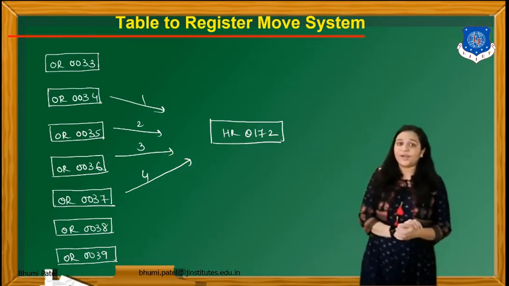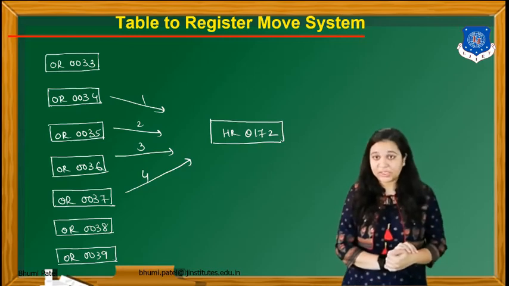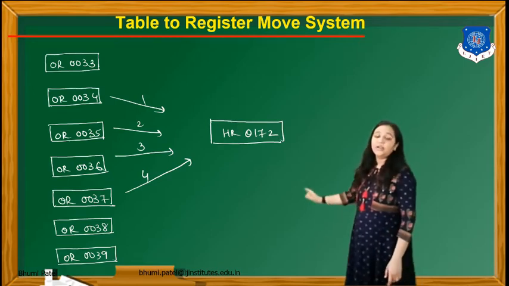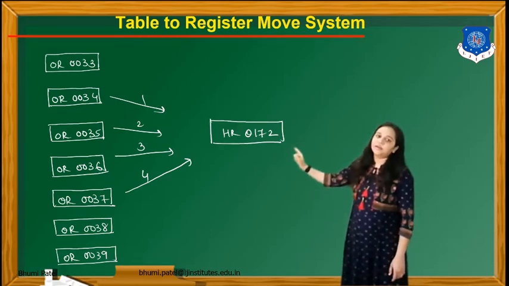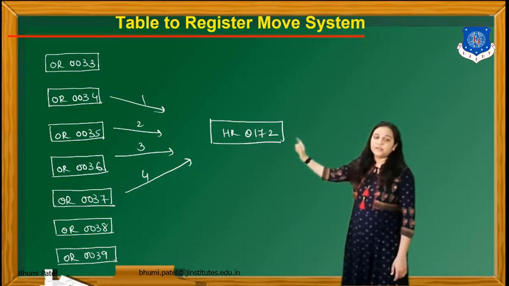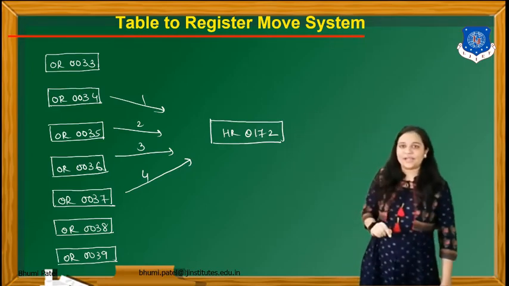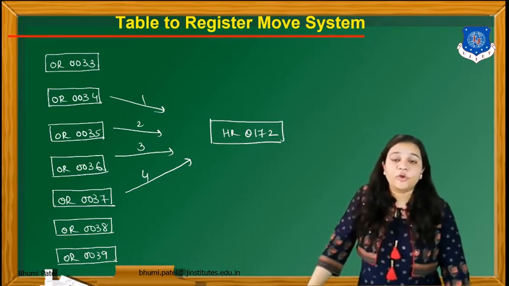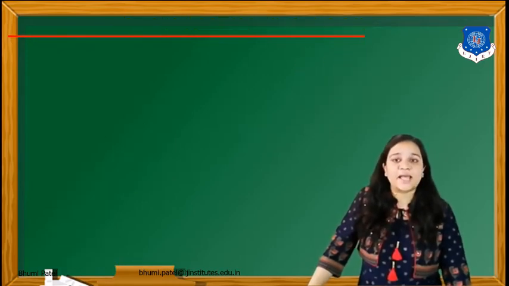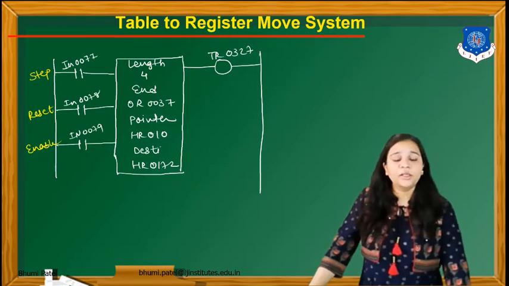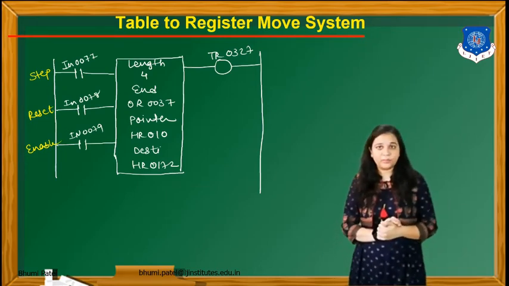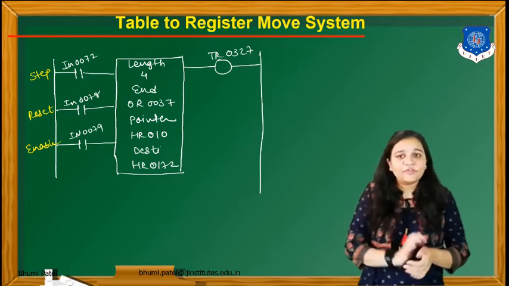If we have to transfer 6 table entries to the register and my ending address is 0038, counting back 6, 5, 4, 3, 2 and 1, my starting address will become 0033. So according to the end point, we have to decide the starting point. Now the pointer location is important, because here only length 4 is given.